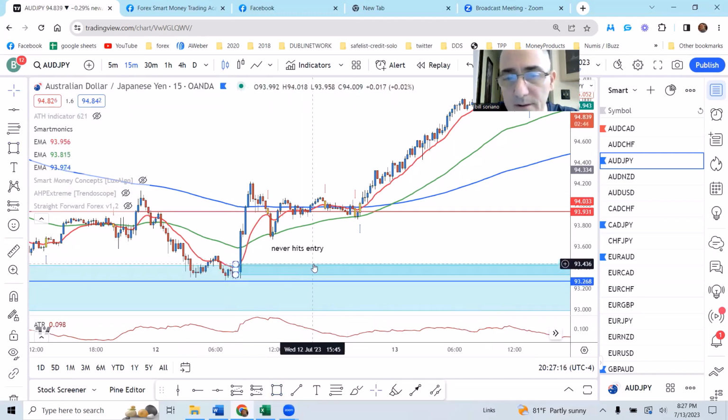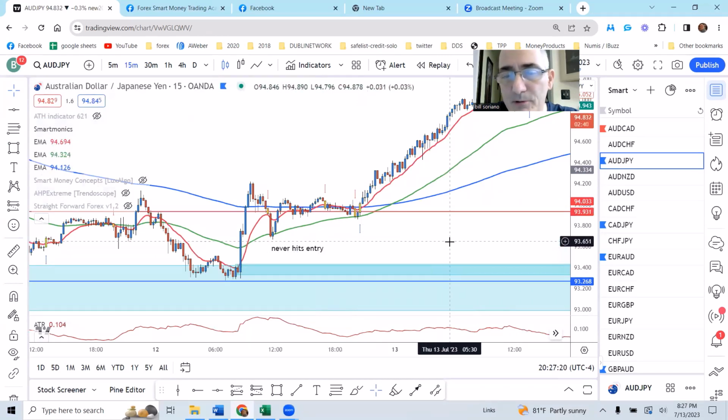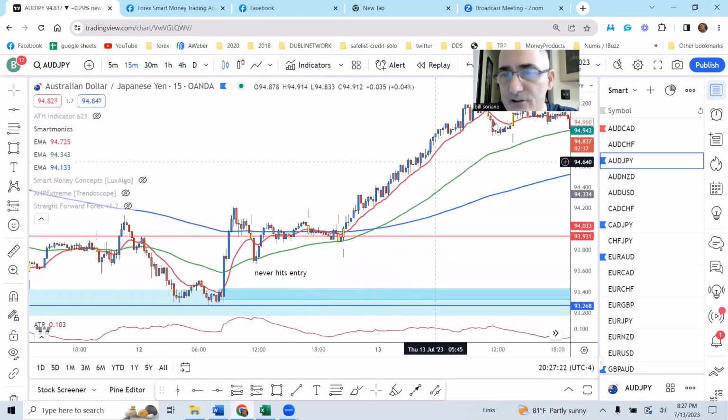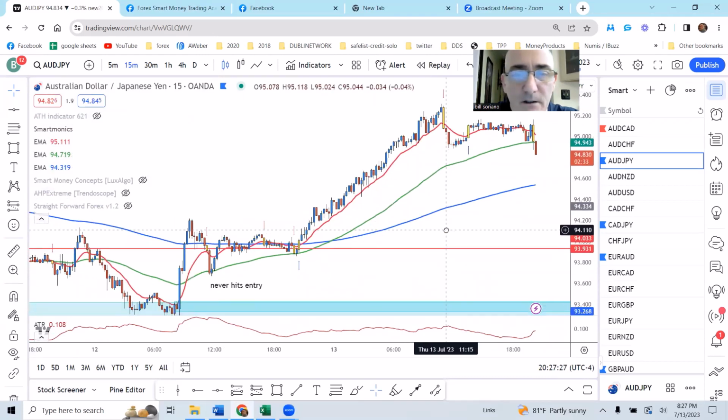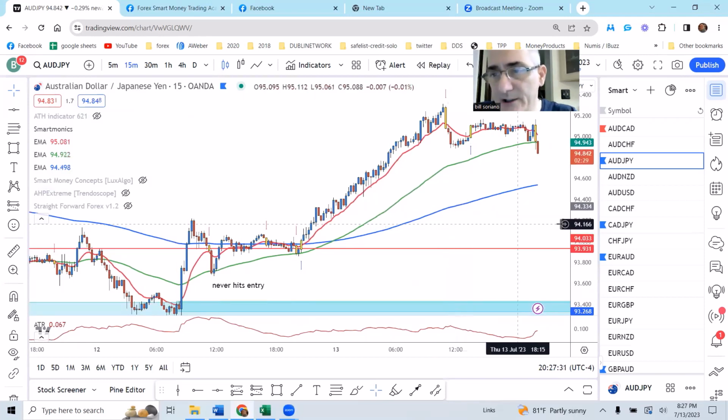So we would put our limit order right there, but price never came back. Price never came back, and it just took off to the upside. Okay, so that's what happened here with AUDJPY.